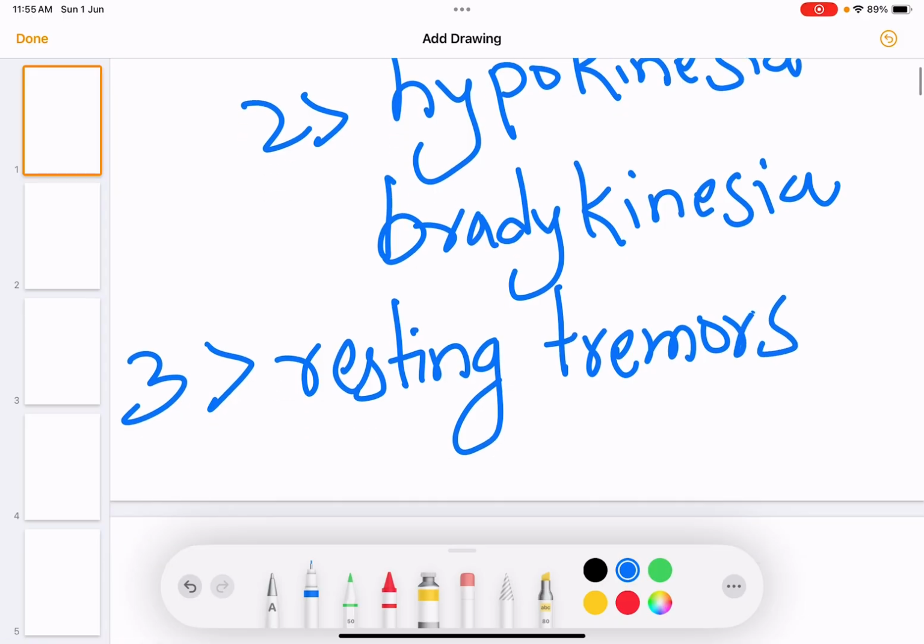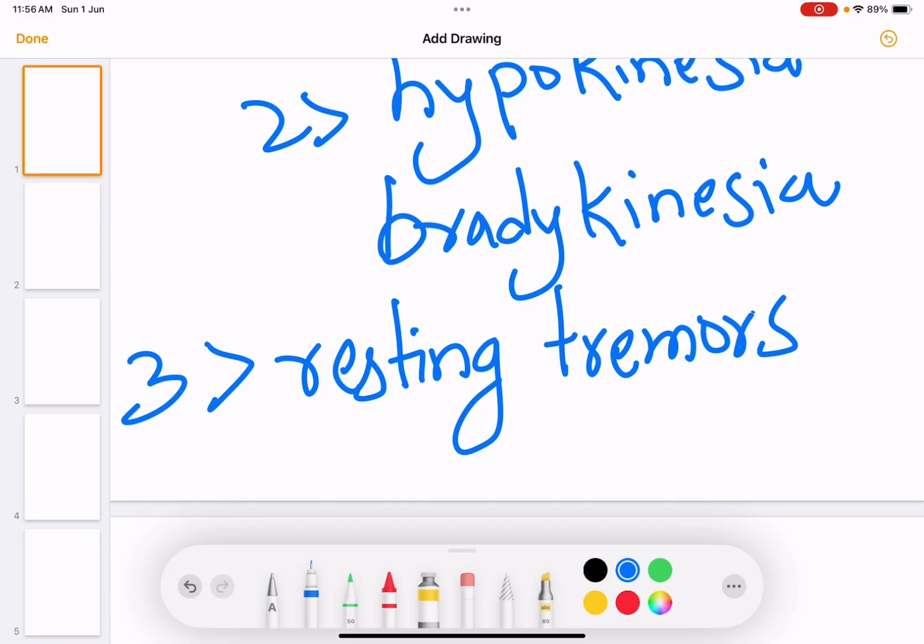Resting tremors means tremors which occur when we are not doing any movement or when the hands are at rest. Resting tremors are characteristic of basal ganglia lesions and are especially seen in Parkinson's disease. Now, what are intention tremors? They are tremors which occur at movement and they are mainly seen in cerebellar lesions. So please remember this: resting tremors, basal ganglia lesions, while intention tremors, cerebellar lesions.